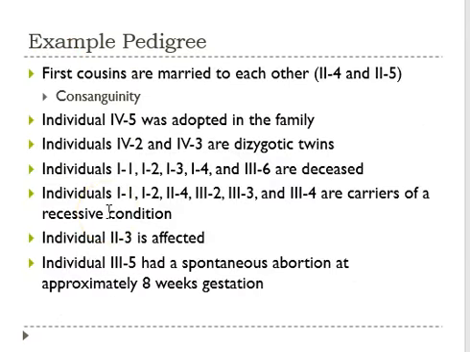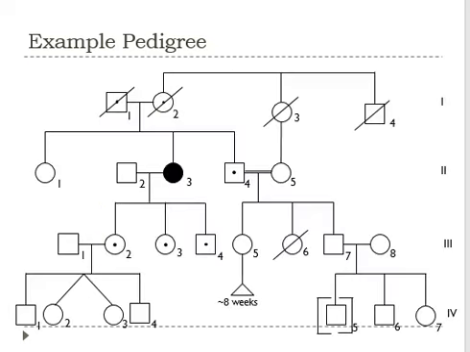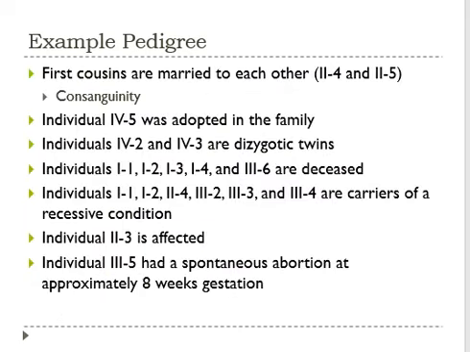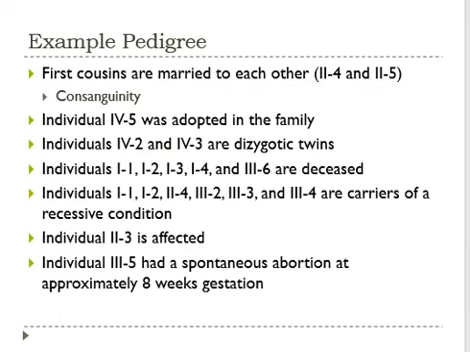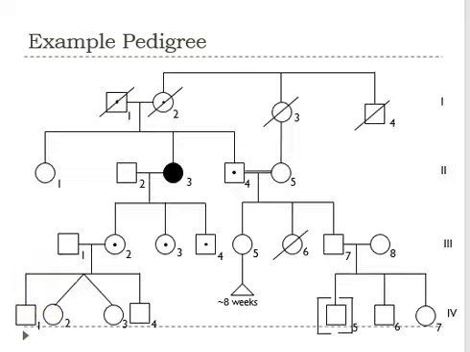Individuals 1, 1, 1, 2, 2, 3, 3, 2, 3, 3, 3, 4 are all carriers of an unspecified recessive disorder. So here we have 1, 1, 1, 2, 2, 3, 3, 2, 3, 3, and 3, 4. Individual 2, 3 is affected with the recessive disorder. So 2, 3. And individual 3, 5 had a spontaneous pregnancy loss at 8 weeks.